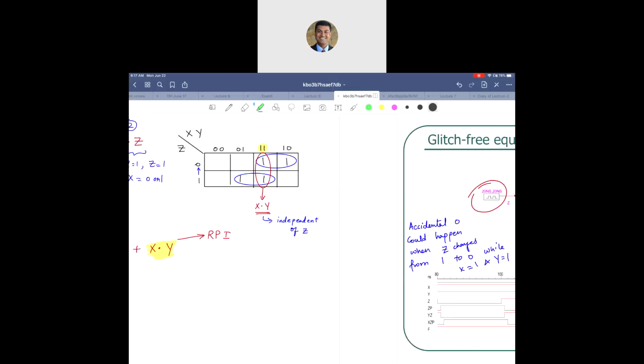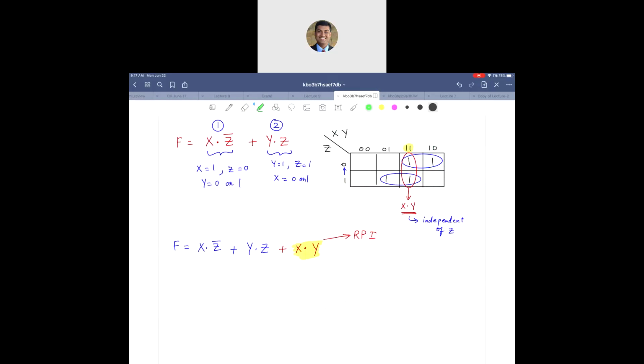Now I want you guys to notice one more thing. Where have you seen these two before? This and this. Where have you seen this before?